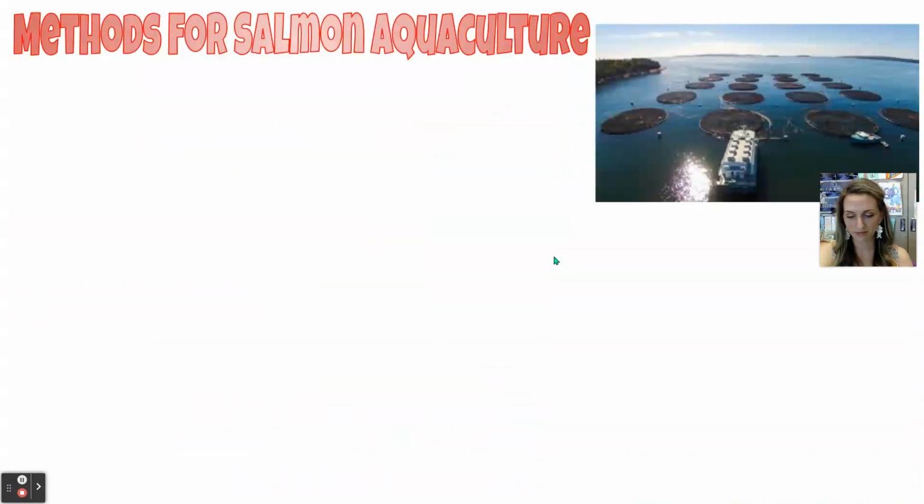For salmon aquaculture, this one you're definitely going to see separation of ages and separation depending on what type of water they usually live in. Salmon spend the beginning of their life in freshwater, and then as adults, they'll live in the ocean.